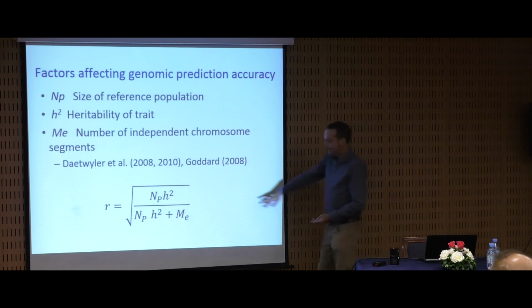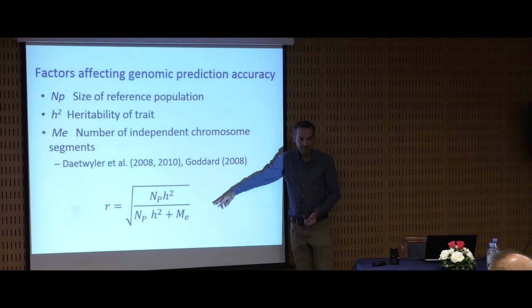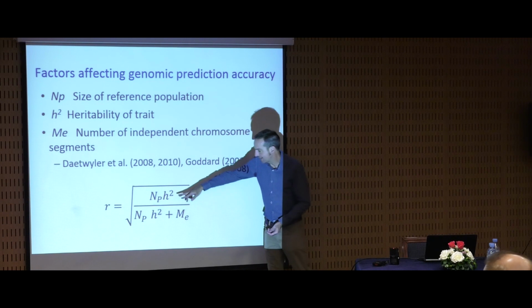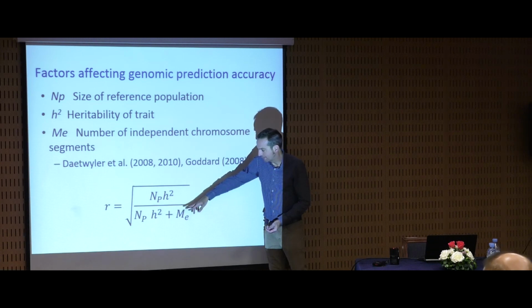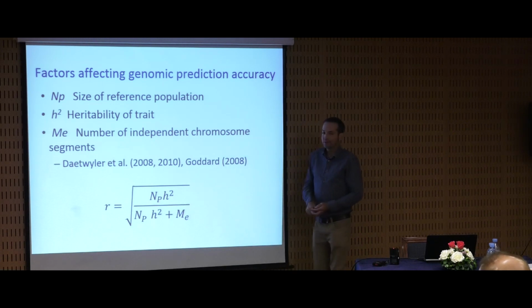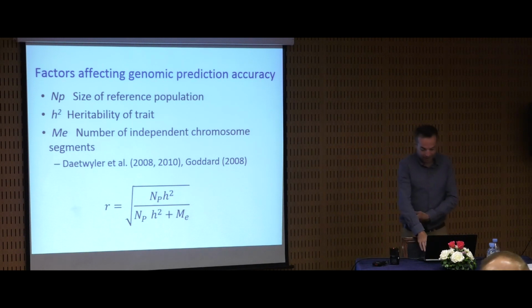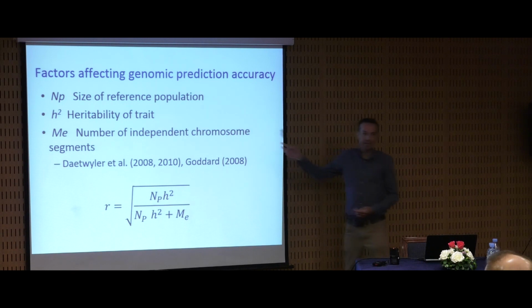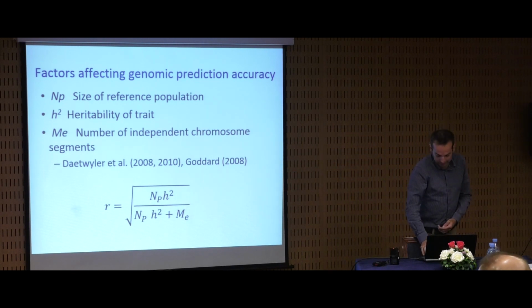And it goes together in this little, sorry to hit you with more formulas, but this little formula down here. So the accuracy is the square root of the number of individuals times the heritability, divided by the same thing plus this number of chromosome segments. So that's what we don't know. Let's work out how to calculate that.